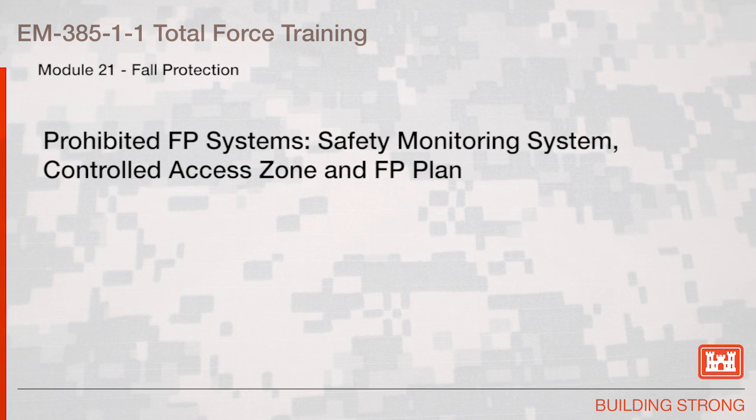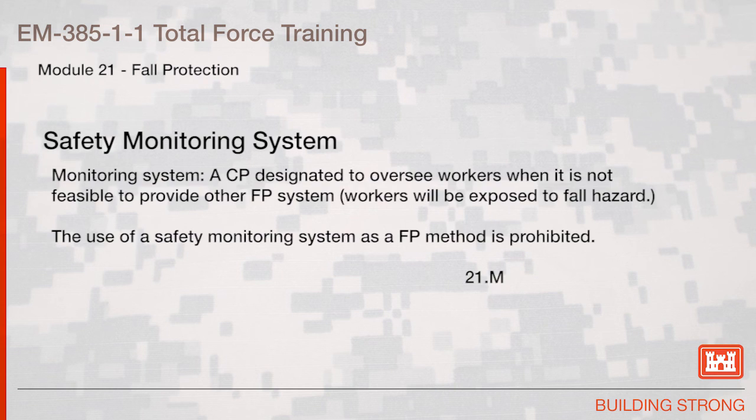Prohibited fall protection systems: safety monitoring system, controlled access zone, and a fall protection plan. Safety monitoring system. A competent person designated to oversee workers when it is not feasible to provide other fall protection systems. Workers will be exposed to fall hazards. The use of a safety monitoring system as a fall protection method is prohibited.